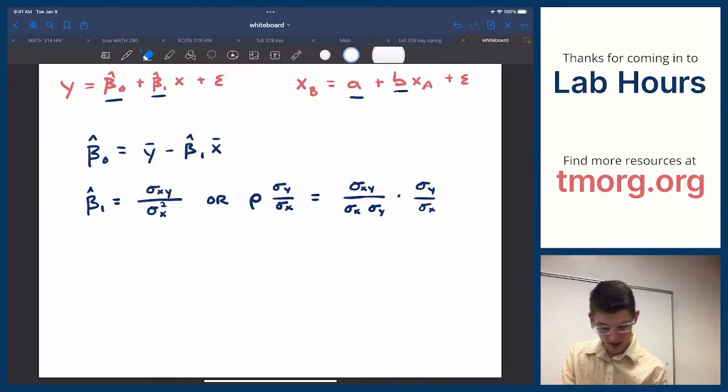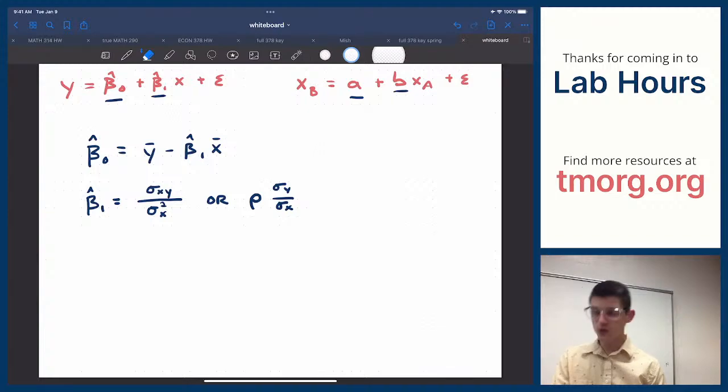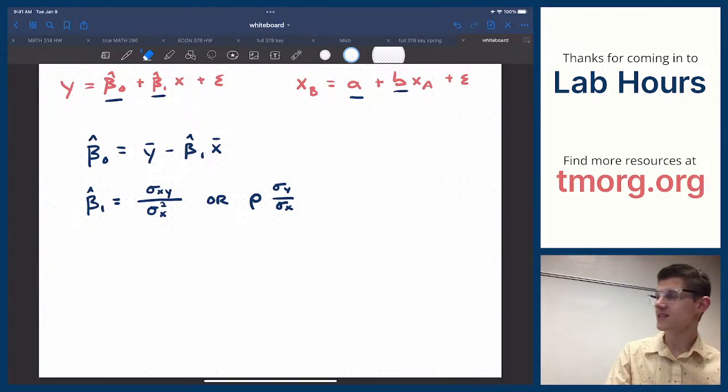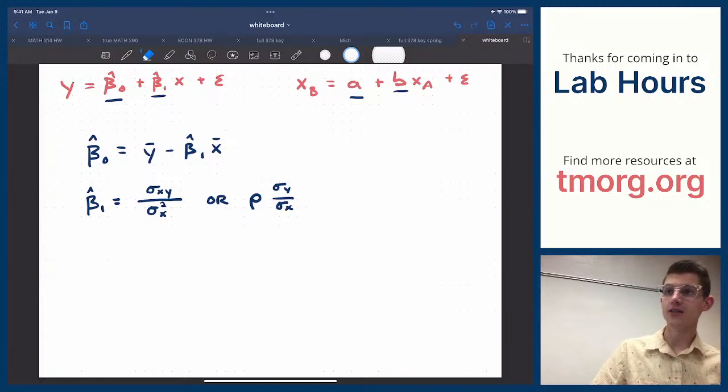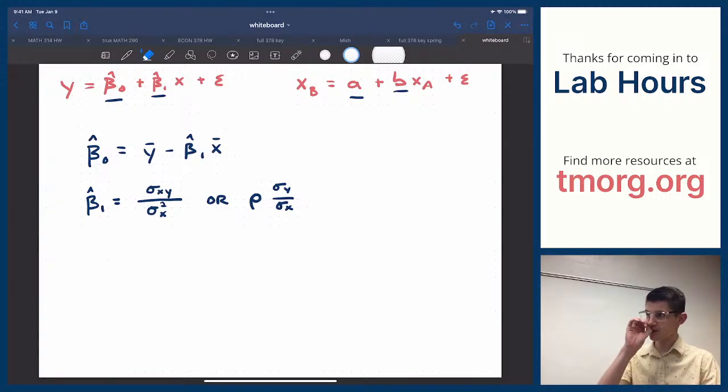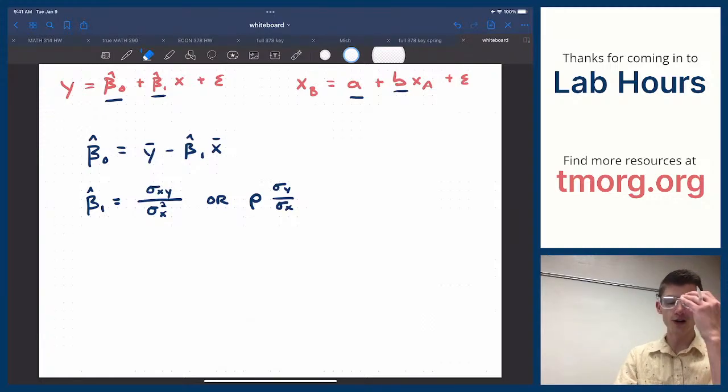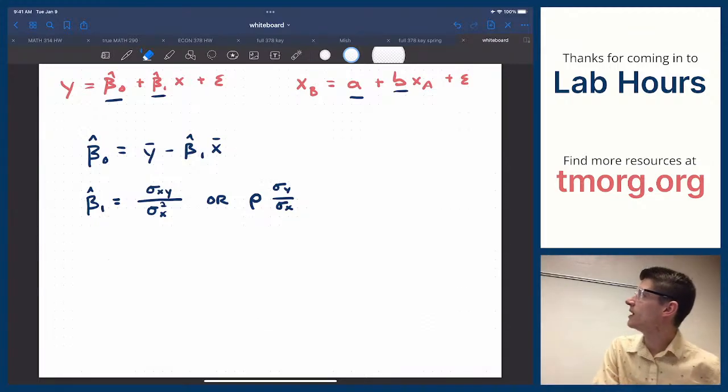Now, in what case do you use which formula? Well, let me suggest to you that if we give you rho and the two standard deviations, you use the formula that has rho and the two standard deviations. And if we give you the covariance and the variance of x, maybe you should use that formula instead. Just a suggestion, no real reason behind that one, but don't try to use formulas that you don't have the pieces for is generally a solid strategy.